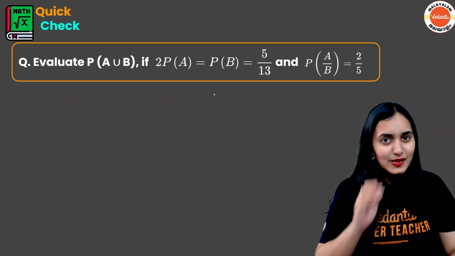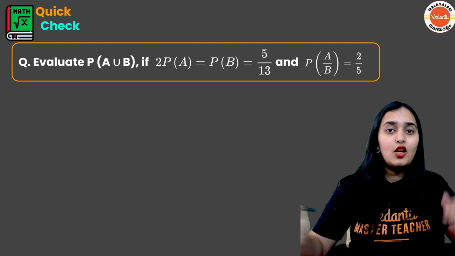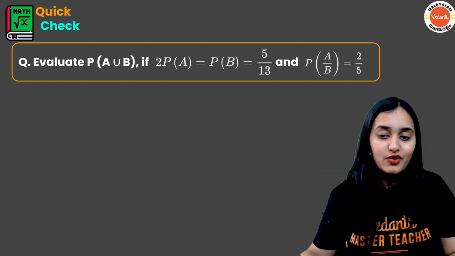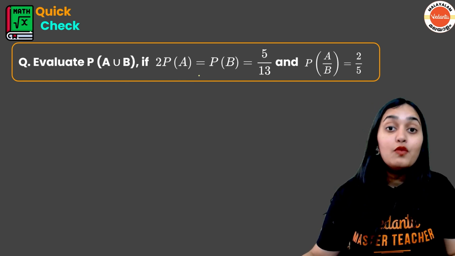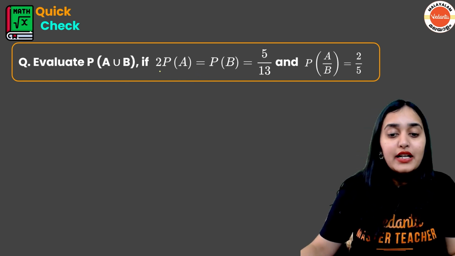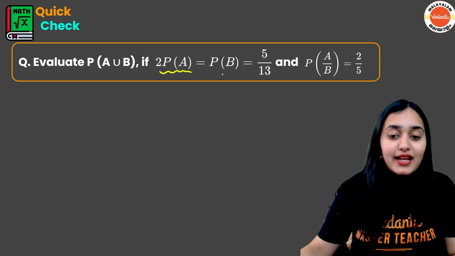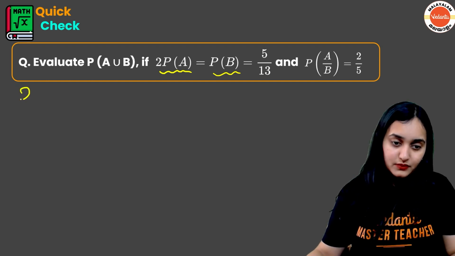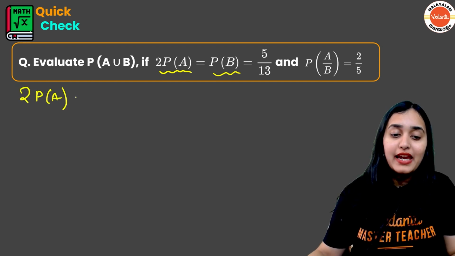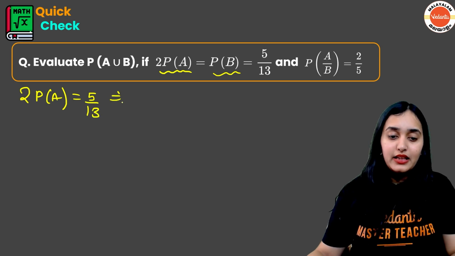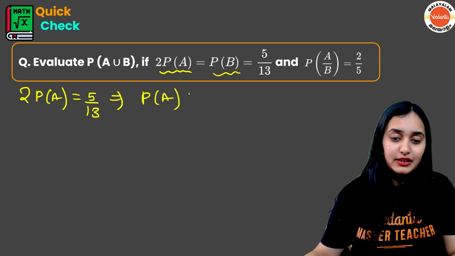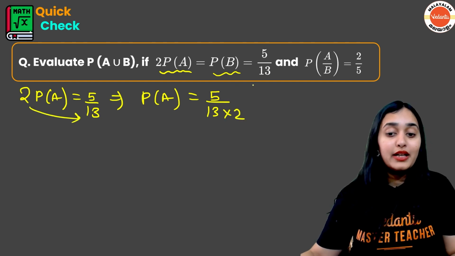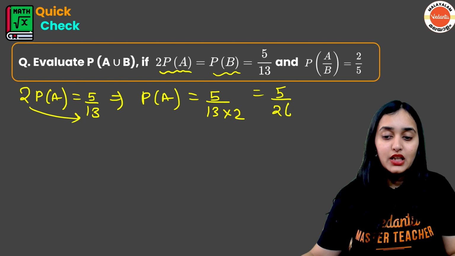Should we do some questions based on these formulas? Because I know a lot of formulas have been built up in the mind. Let's solve some questions for your better understanding. Now, in the question, what have they given? They have given 2 times probability of A is equal to probability of B is equal to 5 by 13. So, if 2 times probability of A is 5 by 13, this implies that probability of A will be 5 by 13 into 2. This 2 will go to the denominator, so it will be 5 by 26.